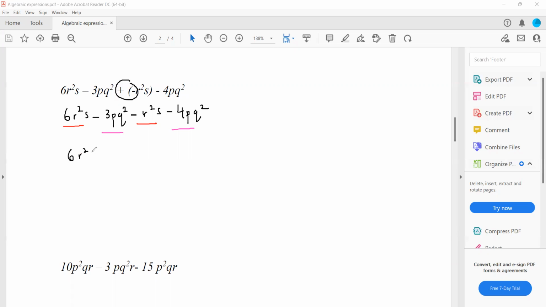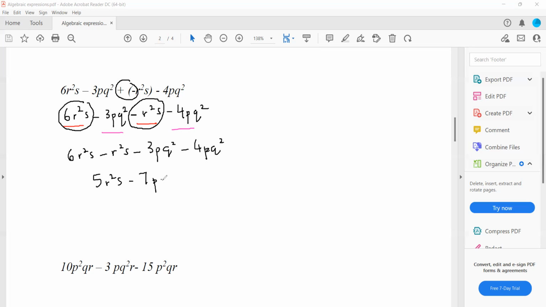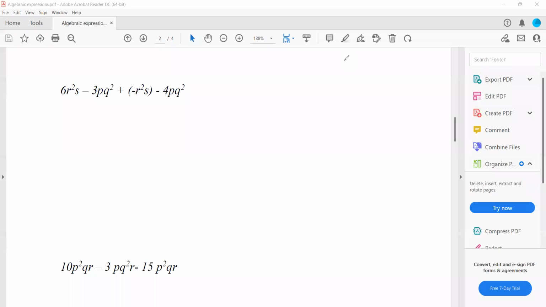So 6r squared s minus r squared s, right? So remember, maintain the symbol of the term. If it's negative, maintain it as negative. Okay, and then minus 3pq squared and minus 4pq squared. So now we can group them together. 6 minus 1 is 5r squared s. Minus 3 minus 4 is equals to minus 7pq squared. And we are done. Okay, moving on to the next question.